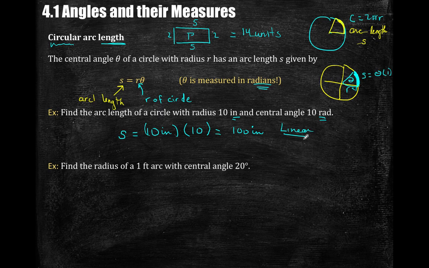But what if I ask you to find the radius of a 1-foot arc with a central angle of 20 degrees? I can't go straight to my formula. My formula is arc length is equal to the radius of the circle times the central angle in radians. So first I have to realize that they've given me 1, which is the arc length. They're asking me to find the radius, but theta is 20 degrees. How do I get rid of degrees?